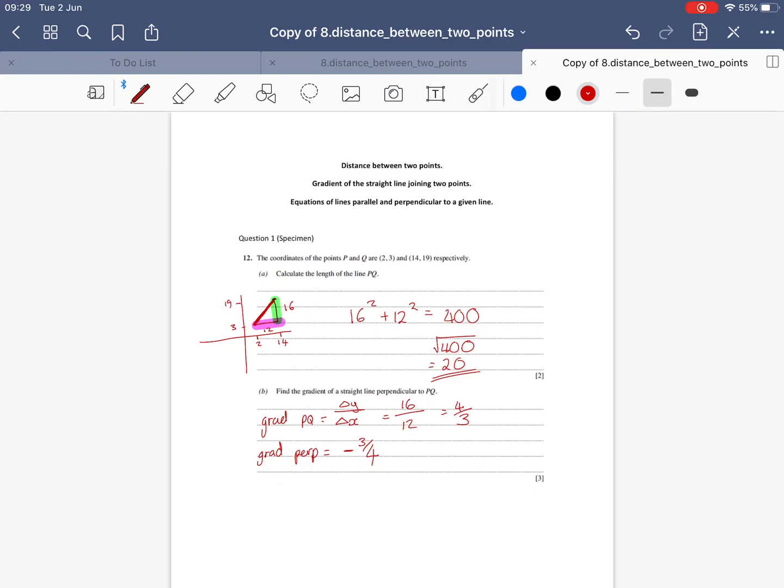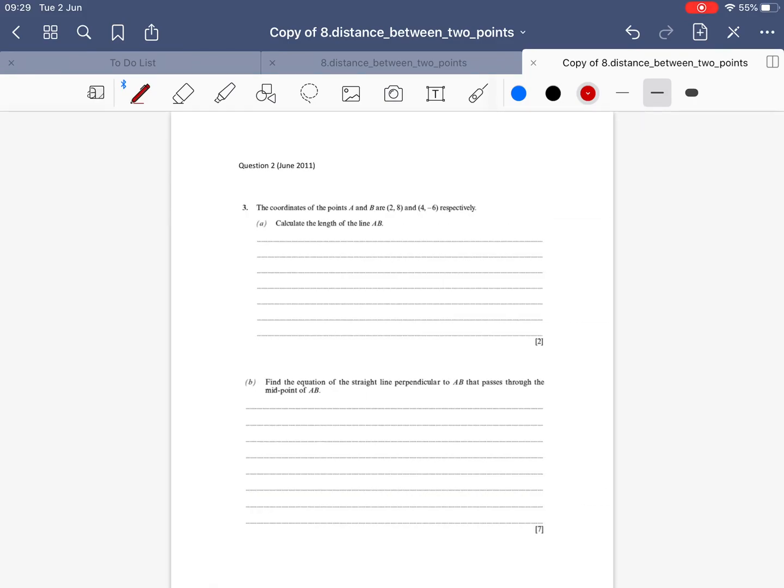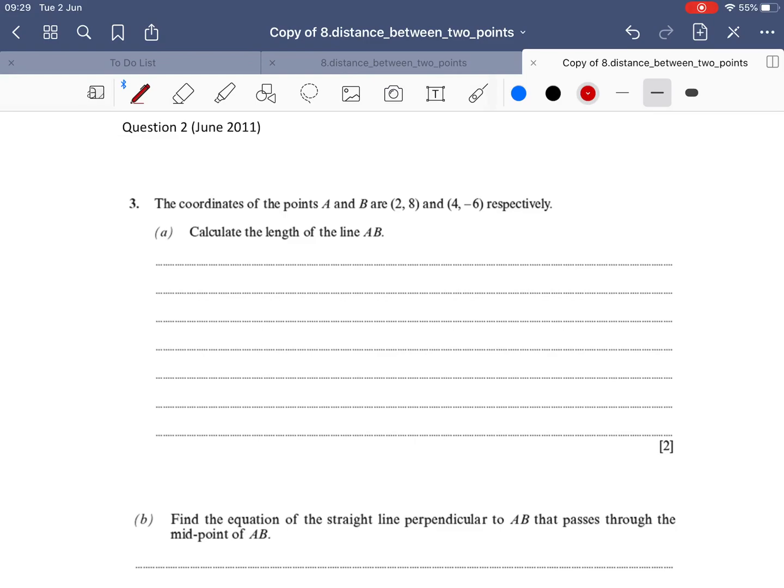Next one's a little bit more complicated because they ask for an equation. Let's have a look. So the coordinates of the points A, B are 2, 8 and 4, minus 6 respectively. Calculate the length of the line AB. So this is exactly the same. Quick sketch to find out what it looks like. Some quick visual. So 2, 8 and 4, minus 6. So minus 6 is going to be down here. So I know from that quick sketch, excuse me, I know the gradient of that is negative. I'm going to turn it into a triangle. So I go down and across.